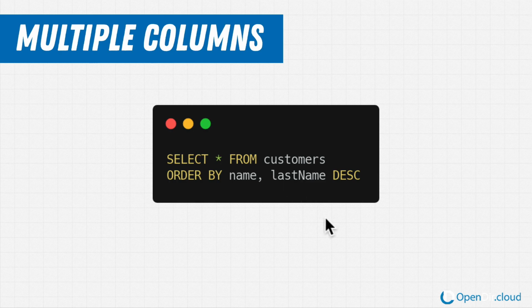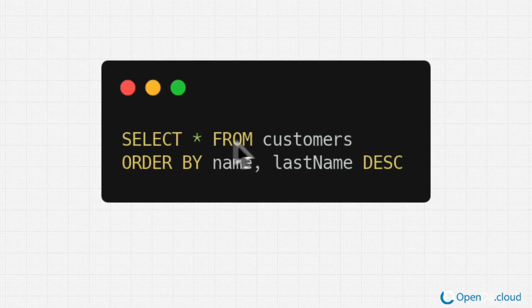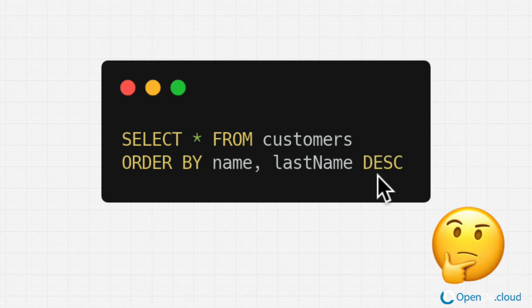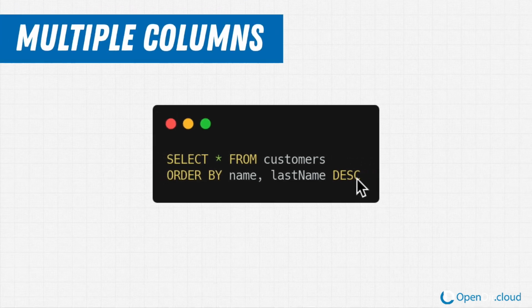Now, what if you wanted to use multiple columns? Well, you could do something like select star from customers, order by name, comma, last name, descending. Now, here's the trick question. Is it going to sort by name and last name descending? Or is it going to sort by name ascending and last name descending? Well, let's take a look at how that would work.